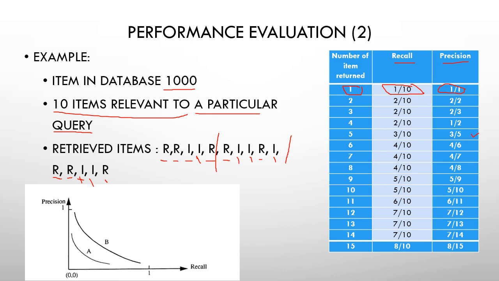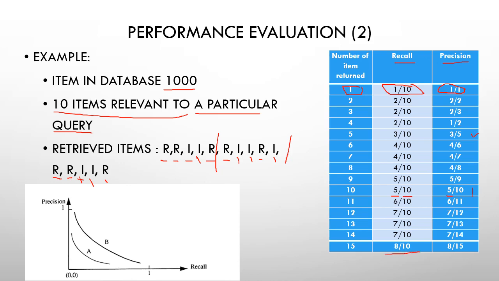Okay, the total number of documents retrieved is 10. Of those 10 documents, only 5 are relevant. So the precision is 5/10. And for the recall, we find that the relevant items are 5 also, but the denominator is 10 because there are actually 10 documents inside.